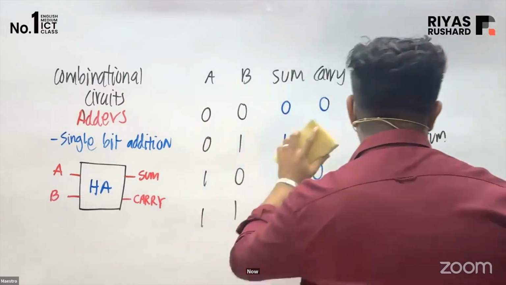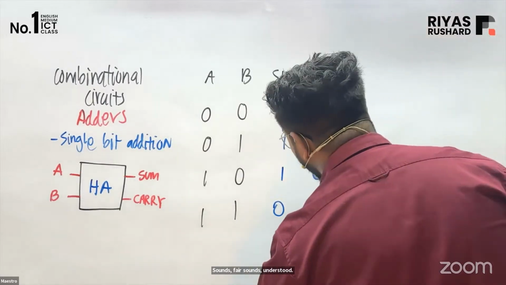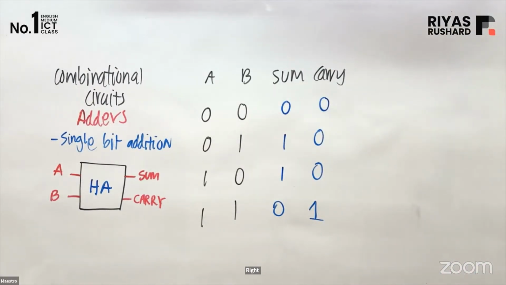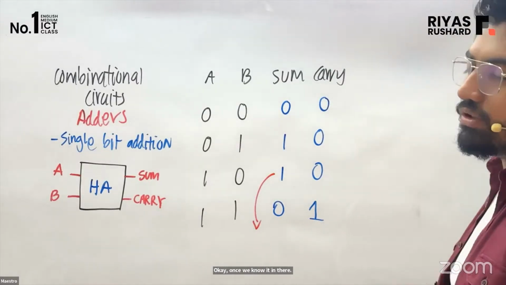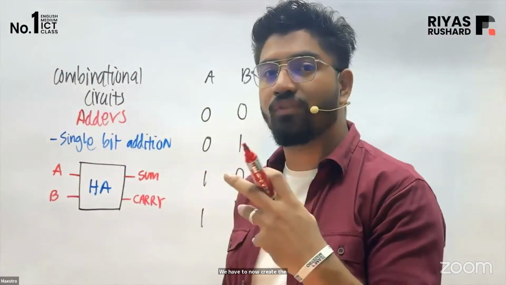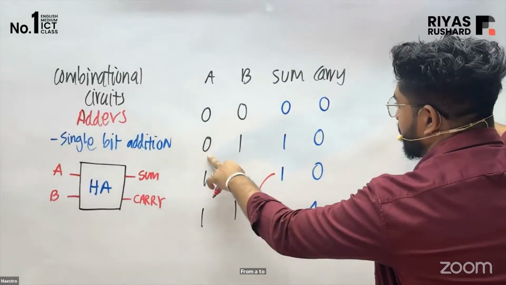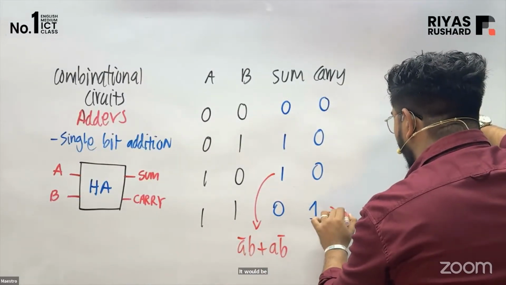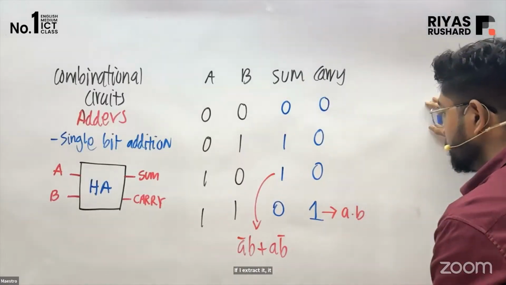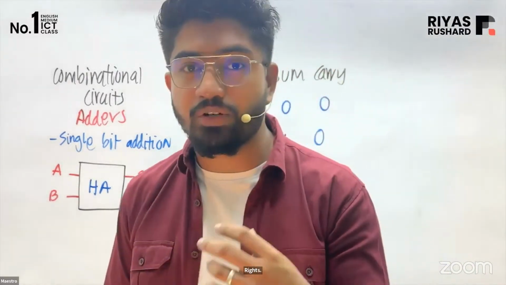How do you get it? Sounds fair, sounds understood. Right. Now, once we have the truth table, we know this is how the circuit will behave. Once we know that, we now have to create the SOP expression. I'm not going to explain the SOP expression; I assume all of you have a pretty good idea. So let me extract the SOP expression. For the sum it would be A bar B plus A B bar. For the carry, if I extract it, it would be A dot B.